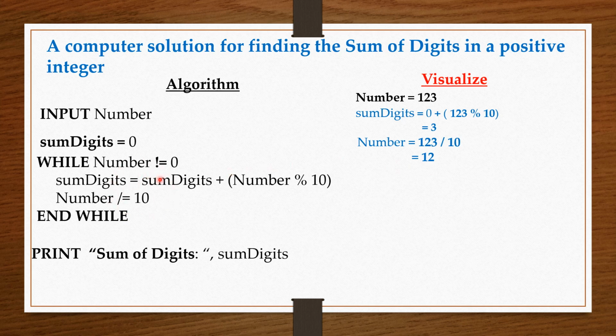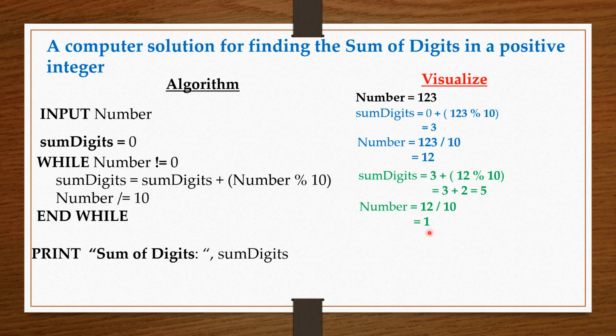So SumDigit equals SumDigit plus number modulus 10. So we have SumDigit equals 3 from the first loop plus 12 modulus 10, which gives us 3 plus 2, which gives us 5. Then next, we say the number divided equals 10. So we are dividing the number by 10. So 12 divided by 10, we have 1. So at the end of our second loop, SumDigit equals 3 plus 2, which is 5. And then the number now is 1.